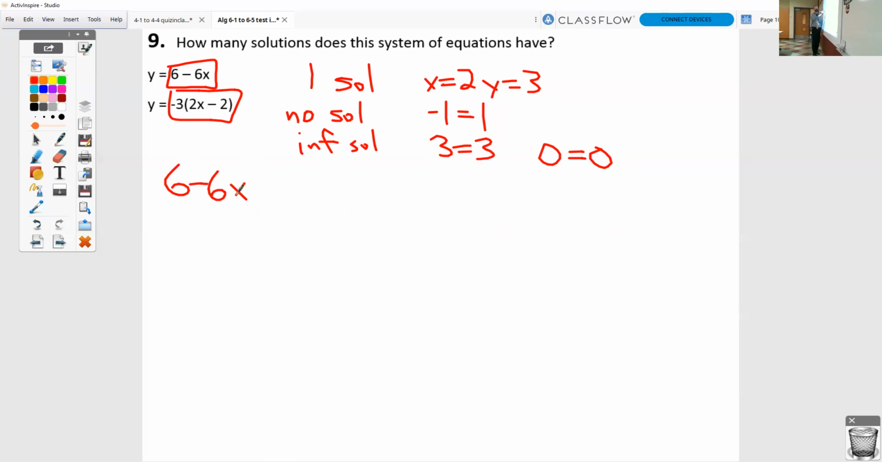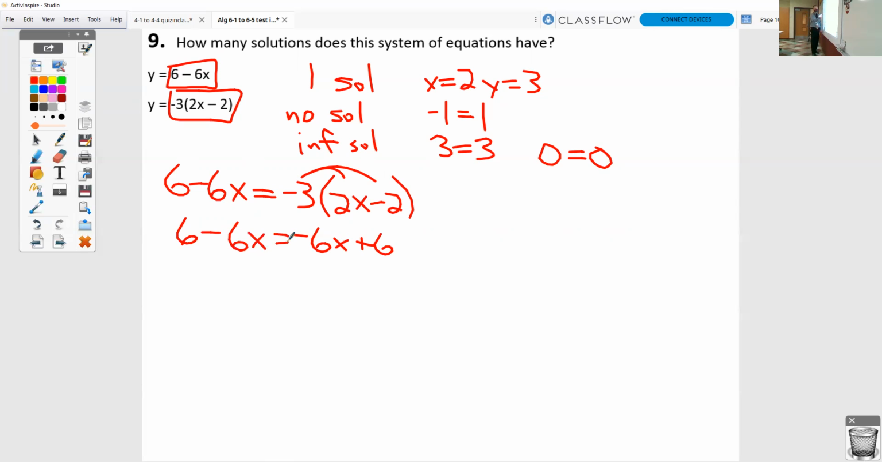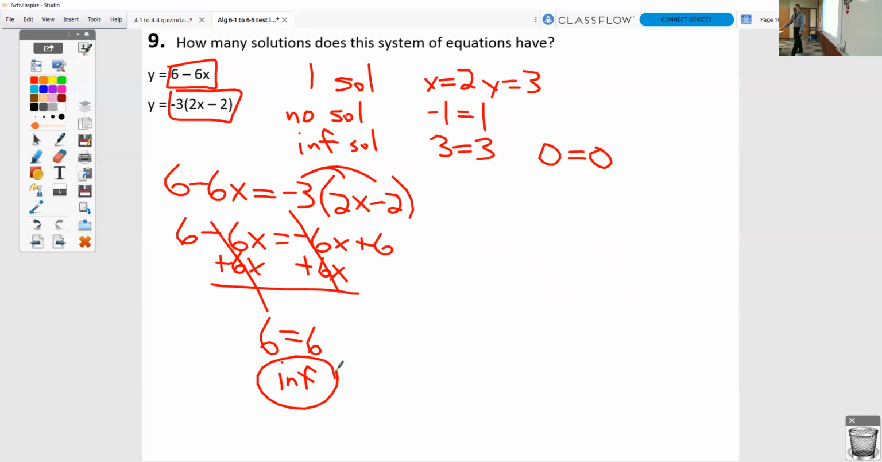6 minus 6x equals -3 times 2x minus 2. Just set them equal to each other and solve. Distribute, distribute. So on this side, we have -6x plus 6. On this side, we have 6 minus 6x. Get all of your x's onto one side. So plus 6x plus 6x. Those cancel out. We're left with 6 equals 6. Those are the same on both sides. So it is infinite solutions.